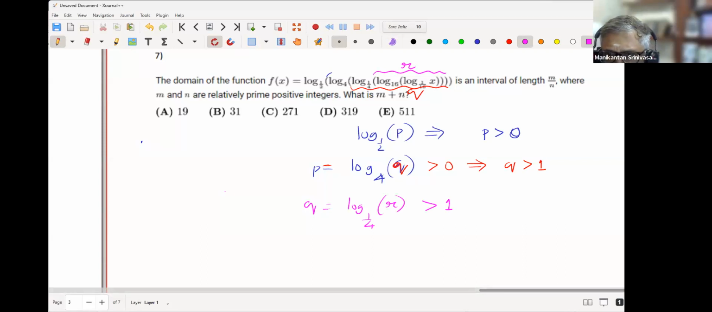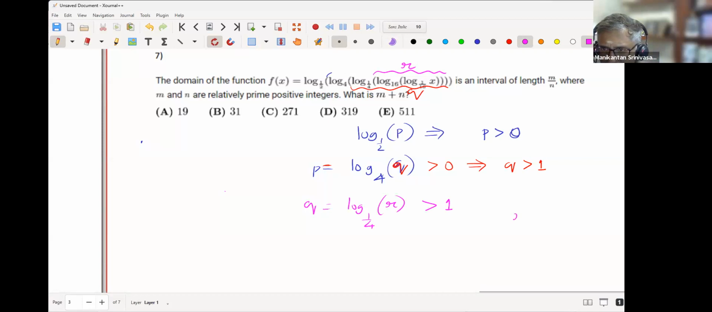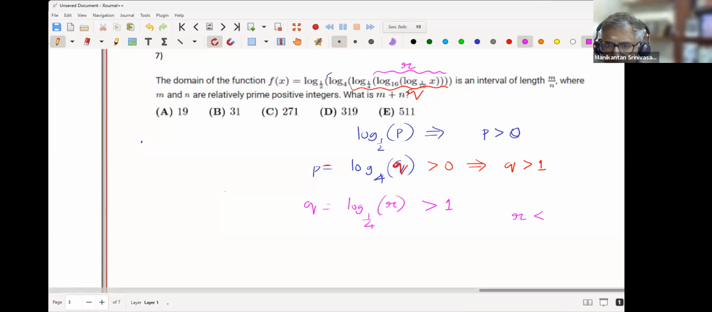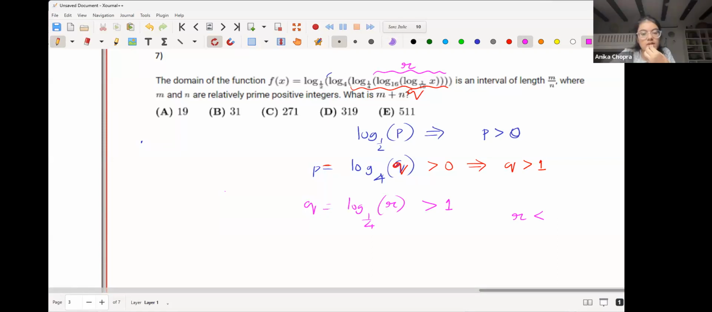Correct? Am I right so far? So this must be greater than 1, which means my R must be less than... R must be greater than 1/4, right? Or is it less than 1/4? Less. Or, sorry, say that again. Lesser than 1/4?